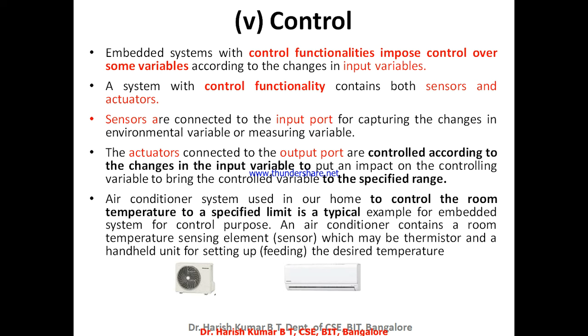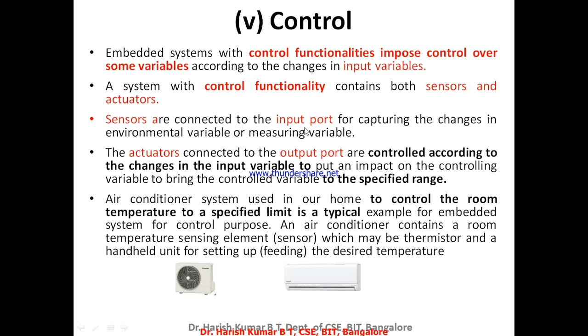For example, air conditioners are the best example for this. When the room temperature increases from one temperature to another, the sensor senses that, and the actuators immediately change the settings inside the air conditioner in order to adjust the temperature according to the increase or decrease in the room temperature. So they have the ability to change. Actuators are connected to the output ports, and sensors are connected to the input port.